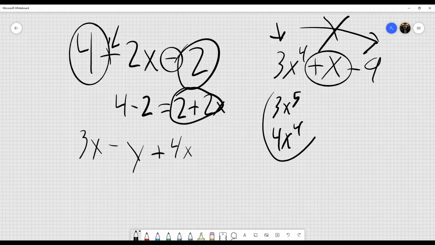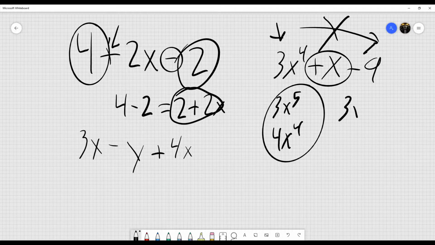Alright, so these are the two mistakes that I've seen made. In actual fact, you can't do anything to this expression. There are no like terms. And we'll discuss that in a moment. This 3x to the fourth, I should say, that fourth is like an entirely different x from this one. So you have to have the same exponent as well.